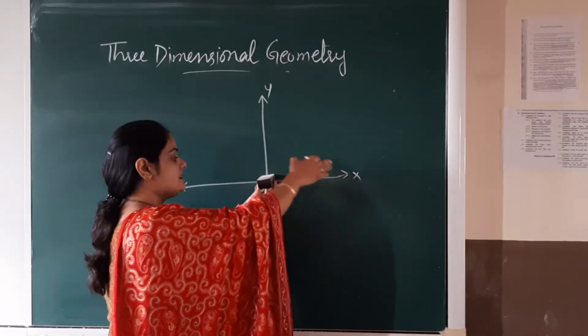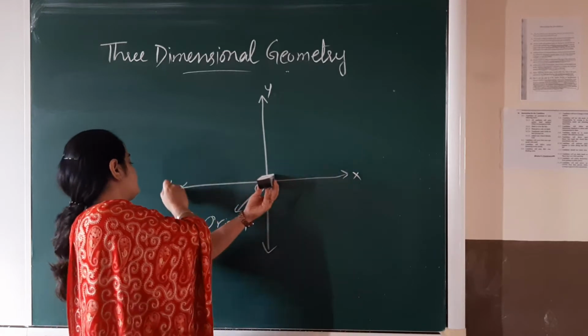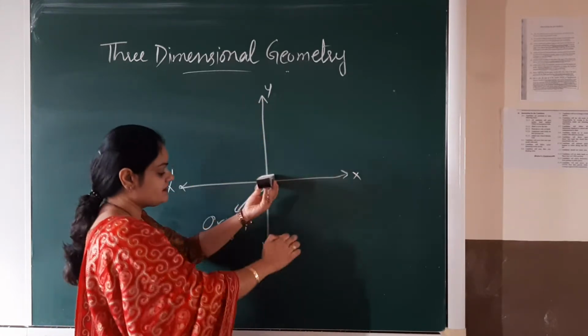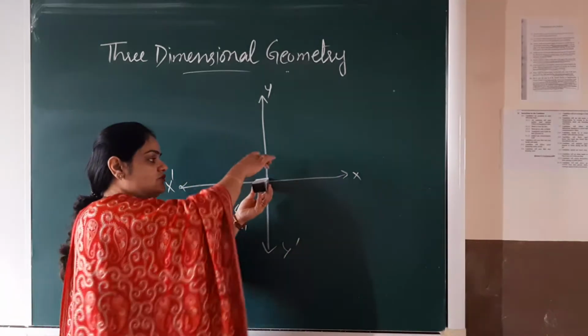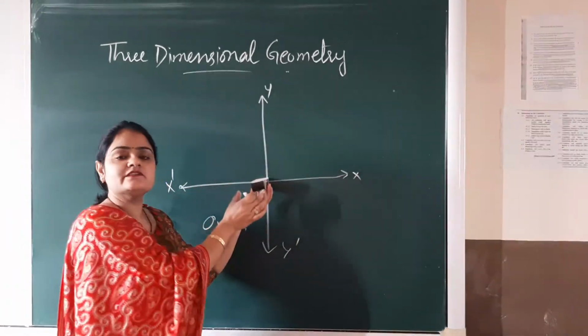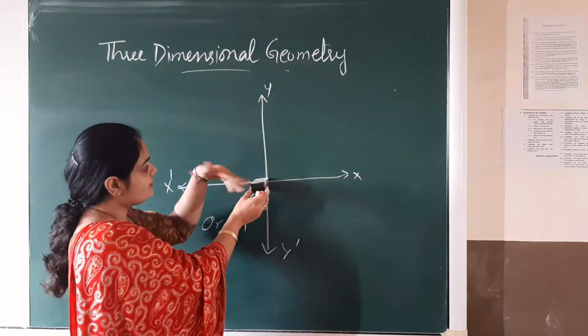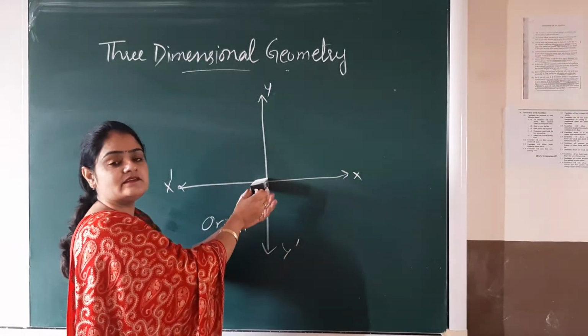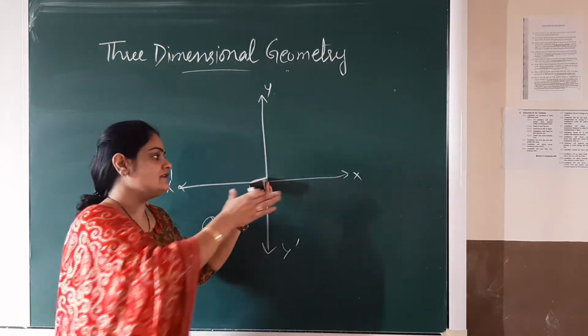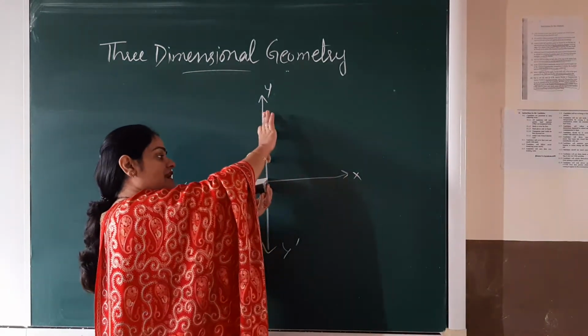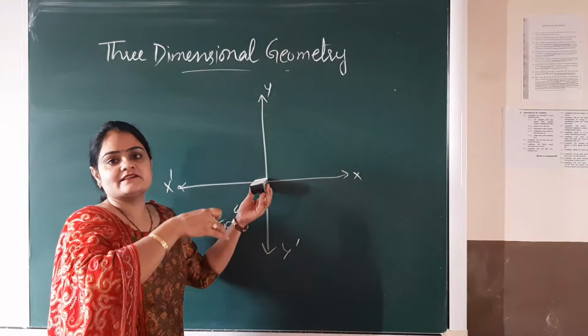If this is your x-axis, this is your negative x-axis. This is your positive y-axis, this is your negative y-axis, and this one in front of the board is your positive z-axis, and on the back side of the board, there is the negative z-axis. So now we are having three axes: x-axis, y-axis and z-axis.